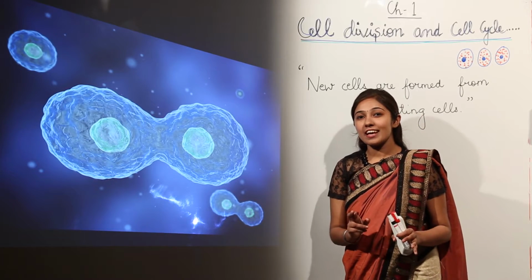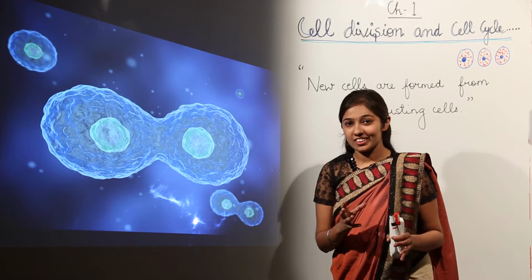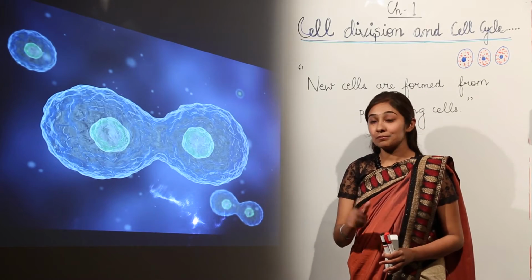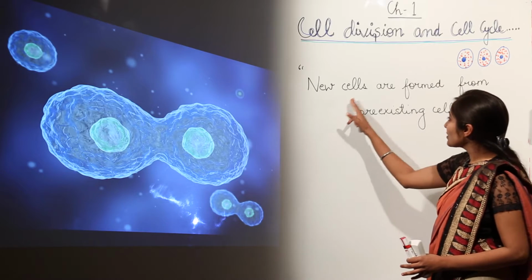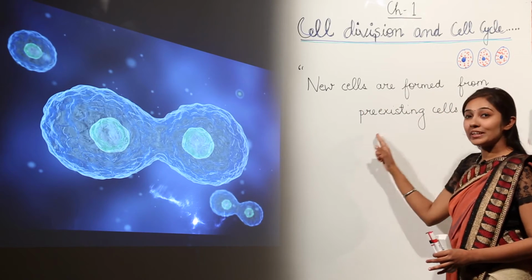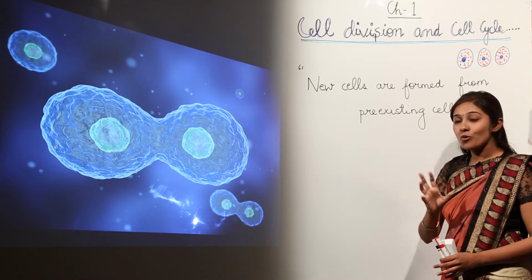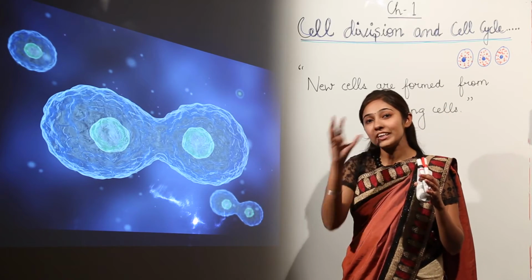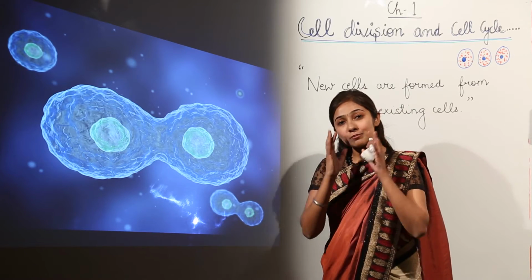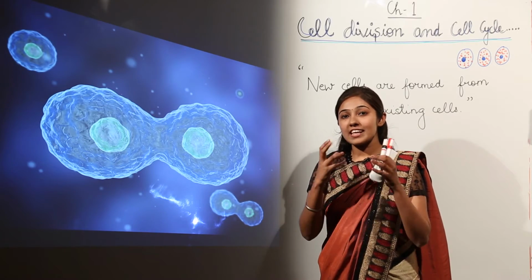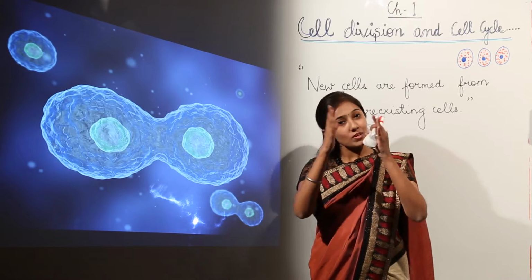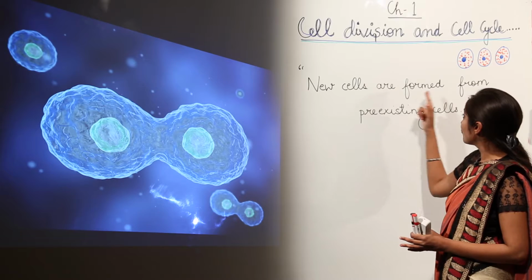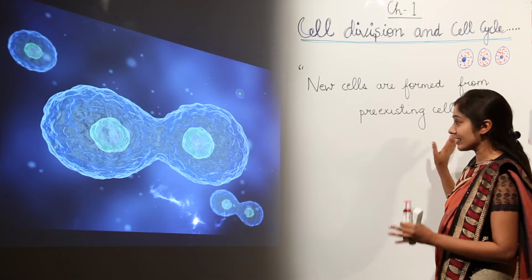So cell division is an important function. And when we talk about cell division, one statement you need to remember, please learn it by heart: new cells are formed from pre-existing cells. As I told you, a single cell forms us, a single cell forms a complete organism. So by the process of cell division, the cells grow, the cells divide and form a complete organism. So remember this statement, new cells are formed from pre-existing cells.